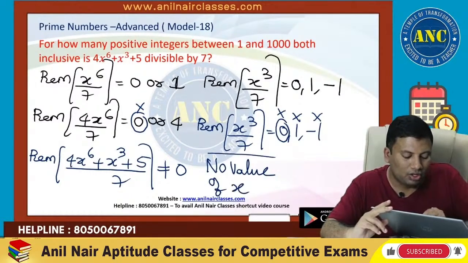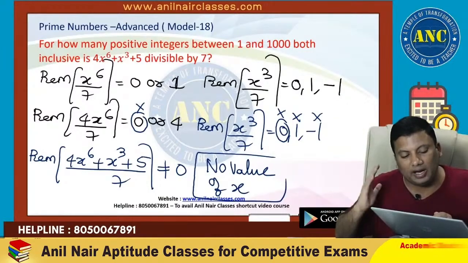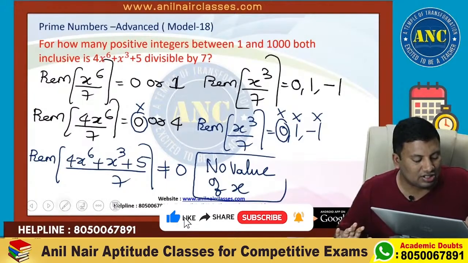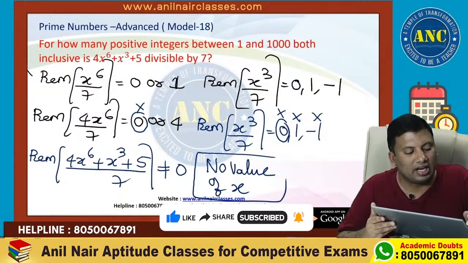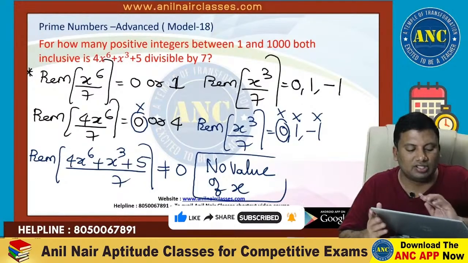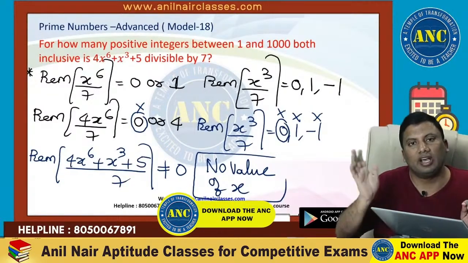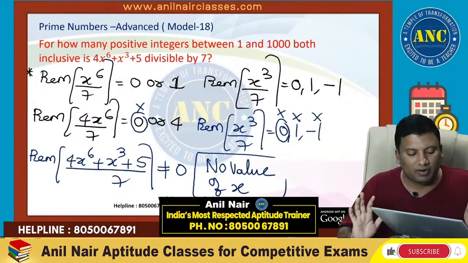Very, very good question. Seems like a complicated question, but if you go step by step, there are good chances that you will get the answer. Just with a little carefulness, you have to do it. x power 6 divided by 7 is 0 or 1. x cube whole square is x power 6. So a square is 1. This will be 1 or minus 1.